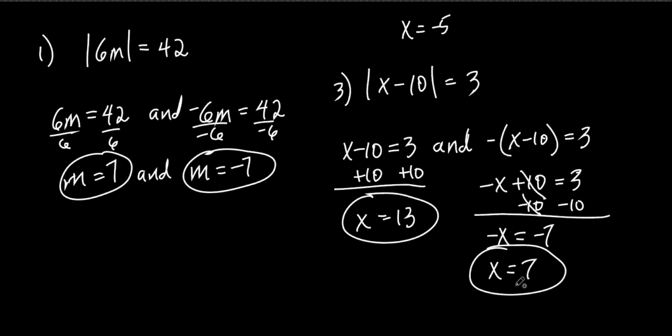Well, let's plug them in, right? Plug and chug. Now, I don't even need the number line, okay? I'm just going to plug them in and see if it works. Everybody follow me? So let's plug the first one in. First one should be good. 13. 13 minus 10 is what? 3. Absolute value of 3 is 3.